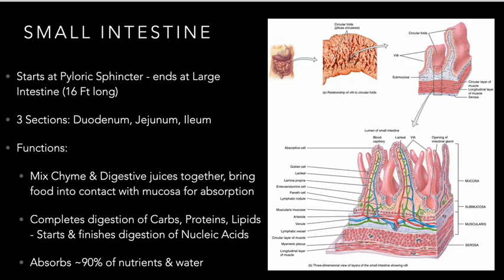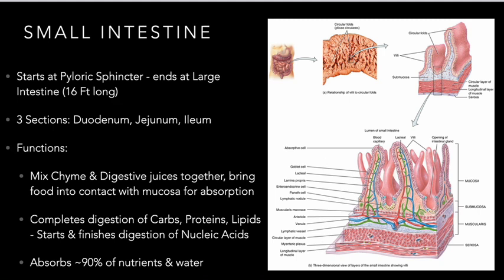We said that the stomach contents were going to enter the small intestine slowly, because digestion and absorption takes a little bit, and we don't want molecules just flying by and us losing them before we have time to fully break them down and absorb them. So our small intestine again starts at the pyloric sphincter, and it's going to end at the large intestine, and it's going to be about 16 feet long. It's going to have lots of little structures in there that help increase that surface area. So we are going to have 3 sections that we looked at in lab: the duodenum, the jejunum, and the ileum.